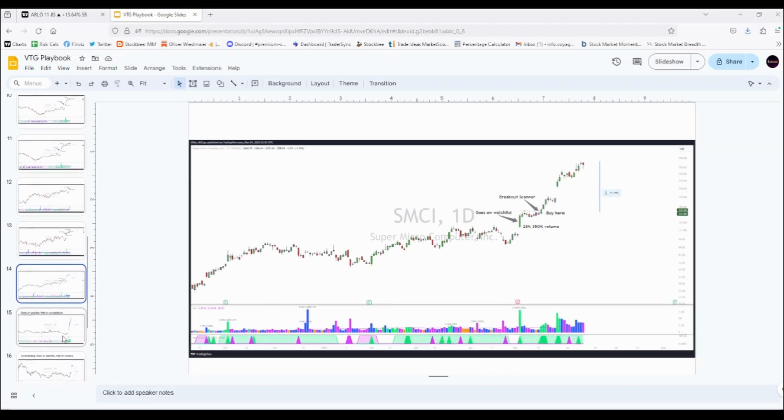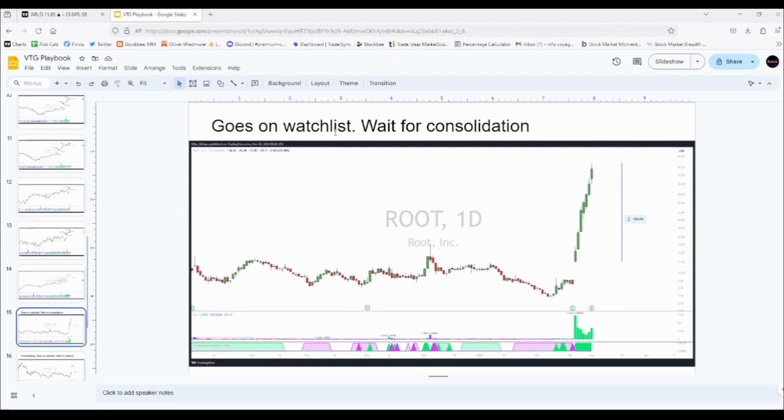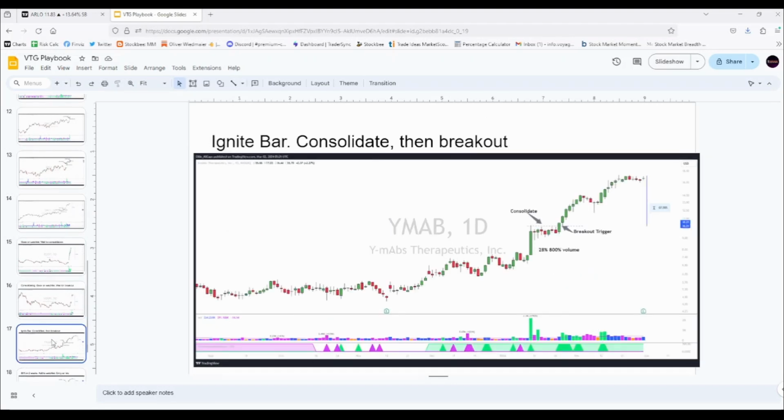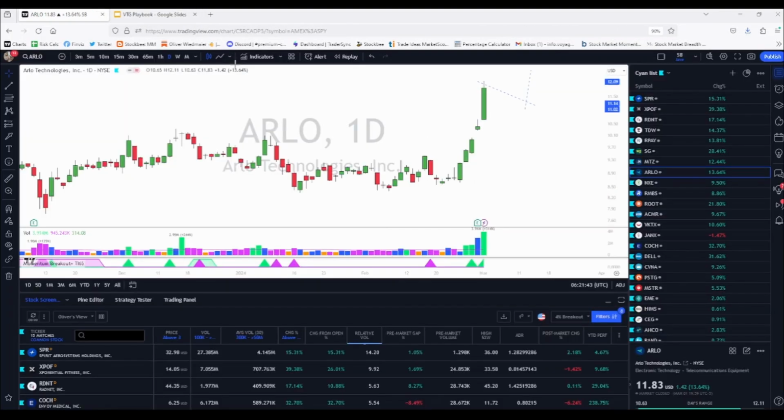Okay. Again, this goes on the watch list, but it's waiting for consolidation. Trading sideways. It's on the watch list here, right? It hits the breakout scanner here. Then you enter. So that is all we're doing. We're building a watch list of big ignite candles or stocks that are consolidating after that big ignite candle. And then we take the trigger once it shows up on the breakout scanner.